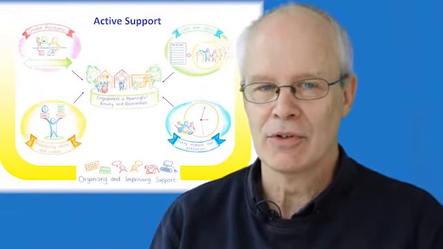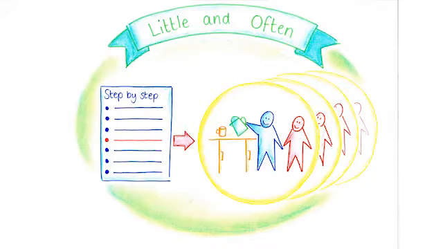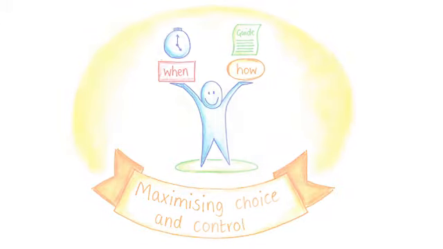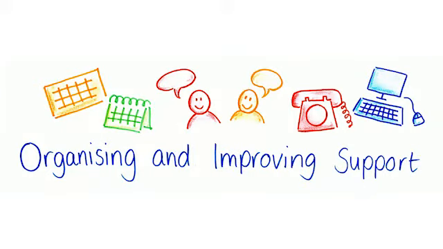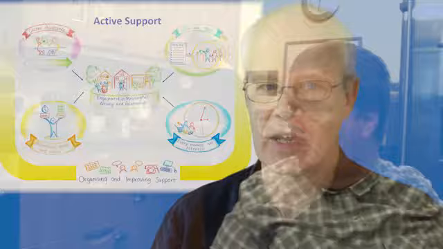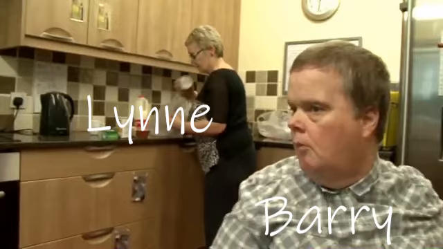There are 4 elements of active support. Every moment has potential, little and often, graded assistance, and maximising choice and control, all underpinned by organising and improving support. We're going to look at a video clip of Barry being supported by Lynn, and you're going to spot the active support that Lynn uses.